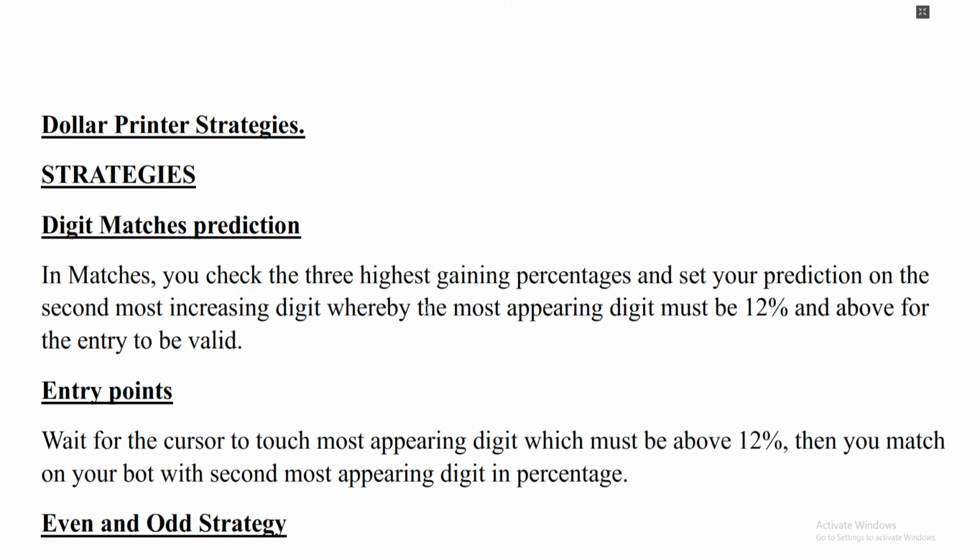If you're using your bot, you have to do timing as well. If you see the ticker has landed on the most appearing, you press run immediately. Remember, matches holds a lot of profit. The profit in matches is more than 700%. So you have to be very careful with how you're doing it.